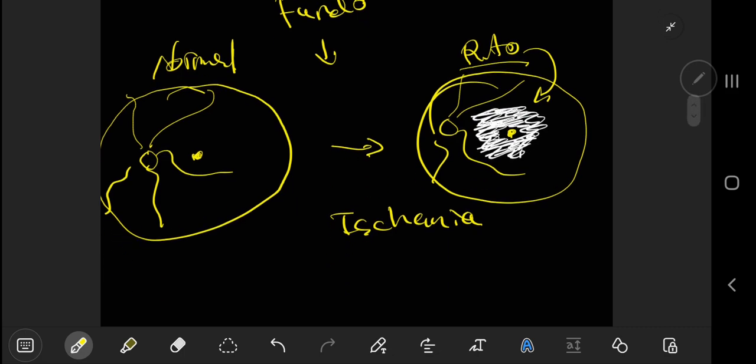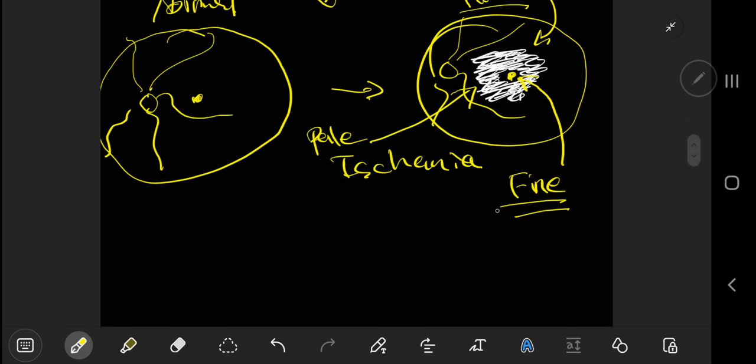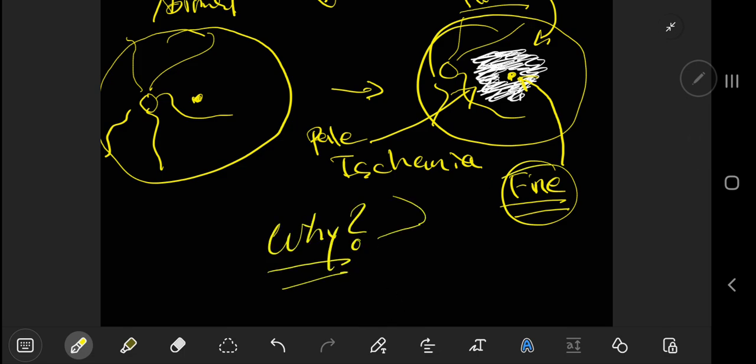But there is still a question. Look at the center, look at the fovea. The fovea looks fine. The fovea is not pale, even though all the area around it is pale because of the lack of blood getting there due to the occlusion. This phenomenon is interesting. Why does the fovea look fine and not pale?